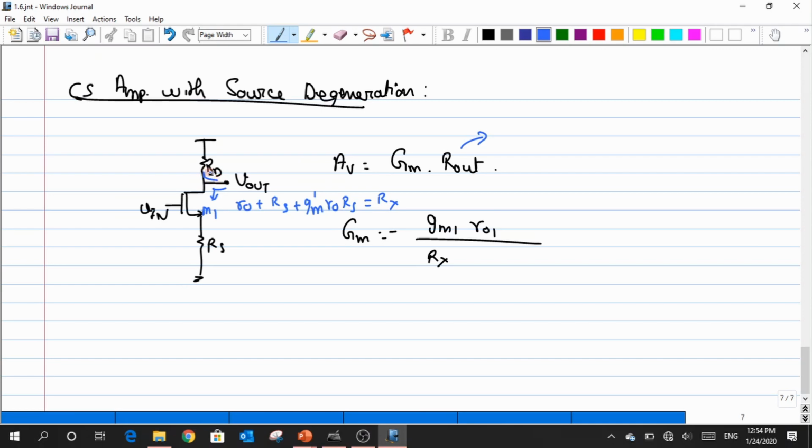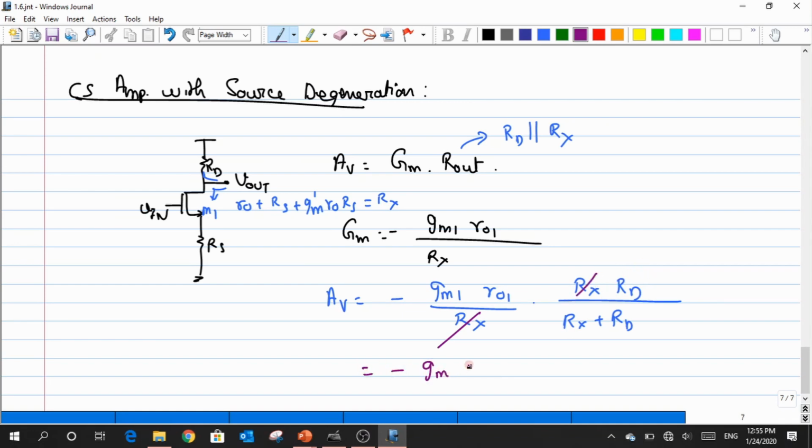So when I look up, what I have is RD, and that goes in parallel with Rx itself, right? So the total gain, I can write it as AV into minus GM1 RO1 divided by Rx, and this quantity I can write as Rx RD divided by Rx plus RD. Now there are some common terms which we can cancel out. So that would end up having a result which is GM1 RO1 RD divided by Rx plus RD.